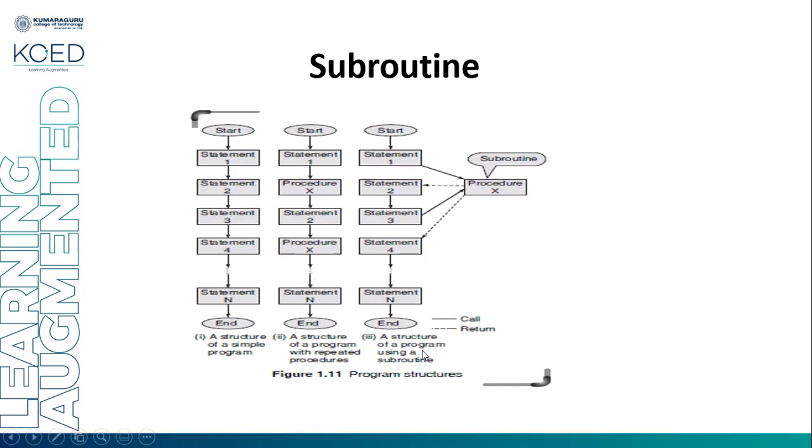The next is a structure of a program using subroutine. This is known as a subroutine. Subroutine means procedure X is separately defined as a subroutine. Whenever the code is needed, it will be called. So procedure X is written only once. Statement 1 calls the subroutine, and after the execution, control returns to statement 2. Next, statement 3 will get executed. It calls procedure X as a subroutine, and again after the execution, it reaches statement 4.